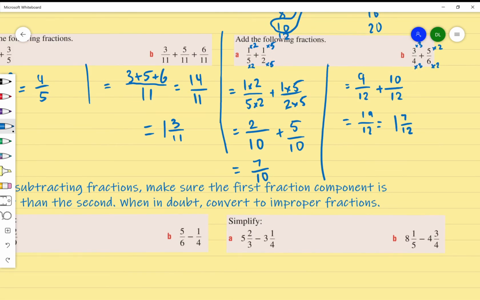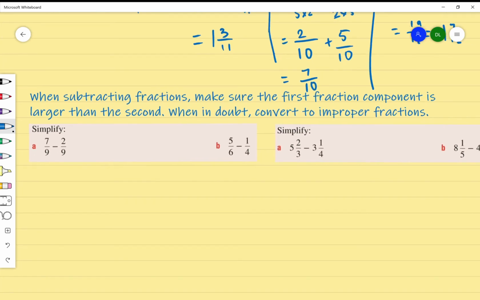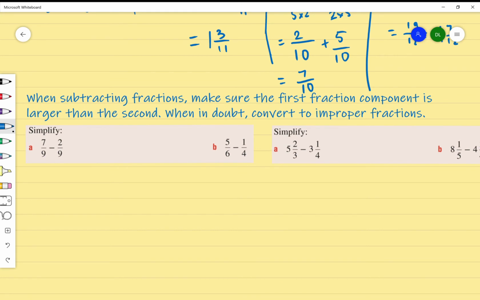We're going to go ahead and actually subtract them now. Now, when subtracting fractions, we need to make sure the first fraction component is larger than the second. Okay? The reason being is you can't actually take away a larger amount than you already have. Okay? So, when you're in doubt, convert to improper fractions, and I'll show you what that means in a second. Let's go ahead and simplify these ones on the left.